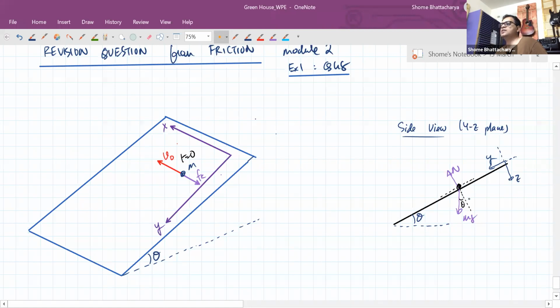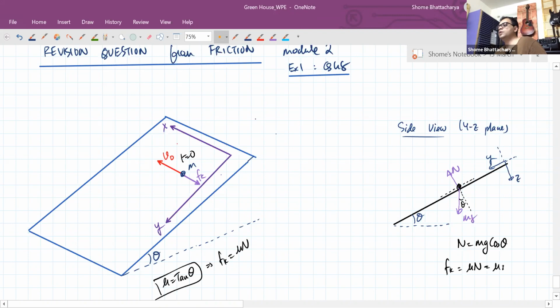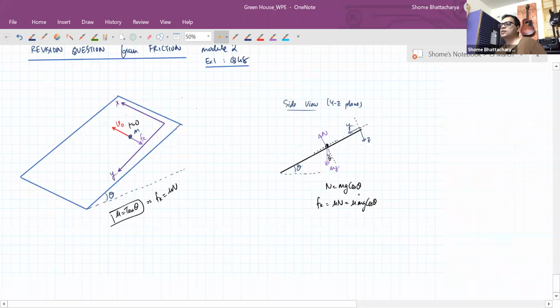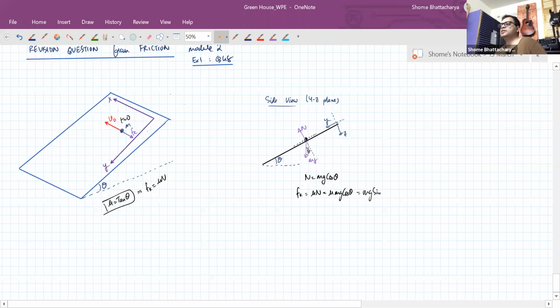In this diagram, this angle is theta. So you can see that the normal reaction will be mg cos theta. And therefore the kinetic friction, which is mu N, given to us that mu is equal to tan theta, will become mu mg cos theta. So that will be equal to mg sin theta.